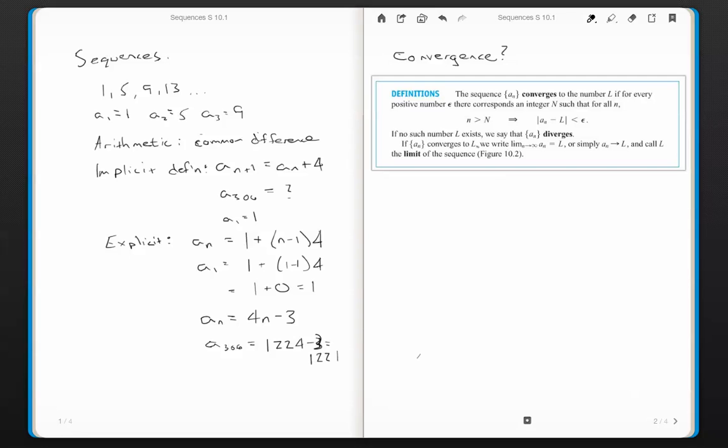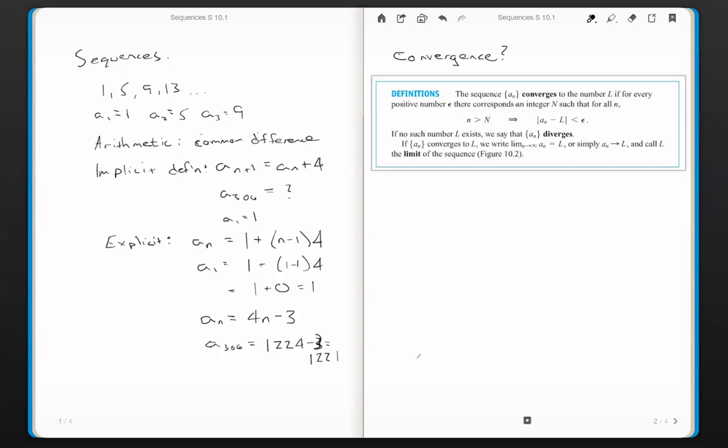All right, good enough. The definition: a sequence a sub n converges to the number L if for every positive number epsilon there corresponds an integer big N, such that for a little n greater than big N, some stuff here implies that a sub n minus L is less than epsilon. If no such number... I mean, this is painful to read. I'm not even going to read the rest of it.